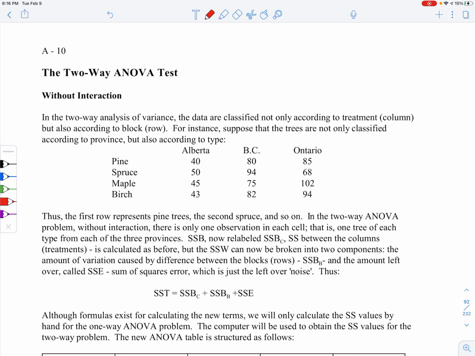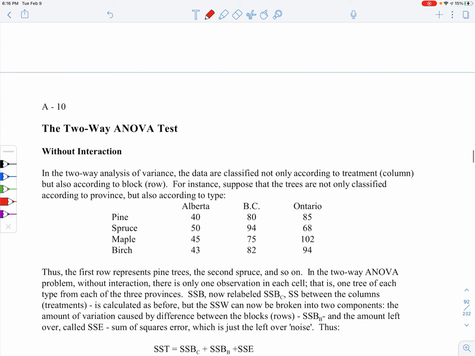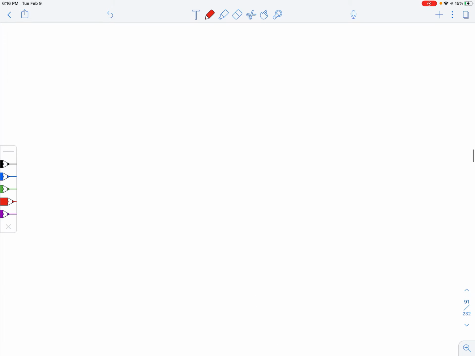And that's the main test in this particular unit, but there's lots of other stuff that we will get to a little bit later. So I'm going to end that here.